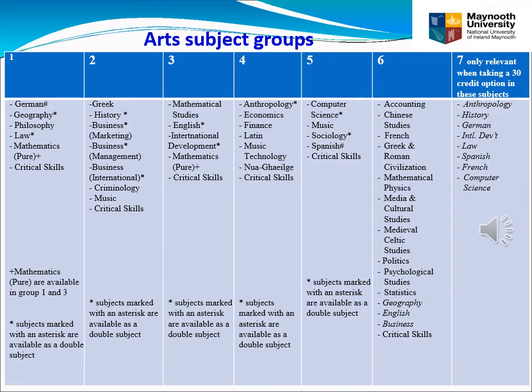This slide shows you the groups that the subjects are broken into. So we have 6 groups that you can choose subjects from. You can only choose one subject from each group. If you wish to do a double subject, for example, anthropology, you would choose anthropology in group 4 and then the double part is in group 7, the extra 15 credits that you take. You can only choose one subject from each group and you choose a maximum of 4 subjects.